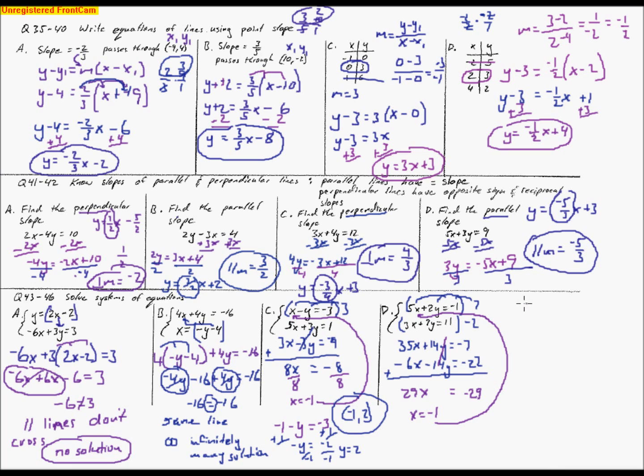And solve. So 5x. But in place of x, put that negative 1 plus 2y equals negative 1. So that makes a negative 5 plus 2y equals negative 1. Got to add that 5 to all sides. And it gives us 2y equals 4. So divide by 2. That's how they end up with 2 as y as well. So negative 1 comma 2. Hey, the same answer we had in the last one.